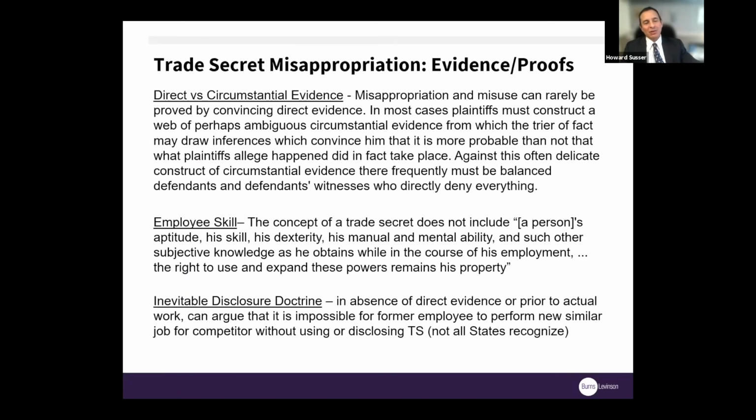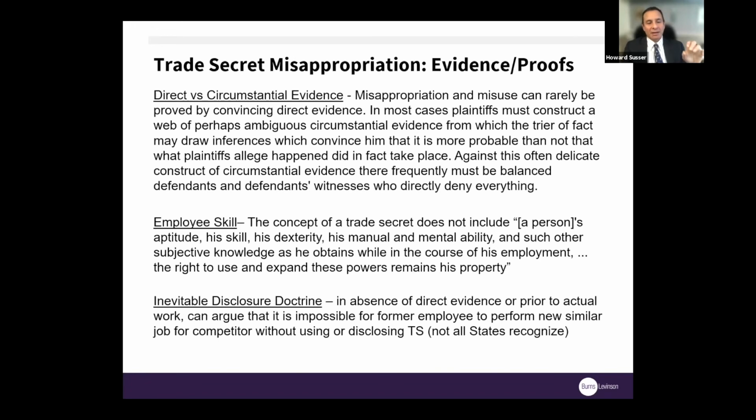So again, trade secret cases, which is maybe the most common part of the civil actions on data breaches, is the direct versus circumstantial evidence. It's very hard to find evidence, and you're usually looking at circumstantial evidence and against people who are denying it, and you're trying to patch things together. You don't often find the smoking gun.